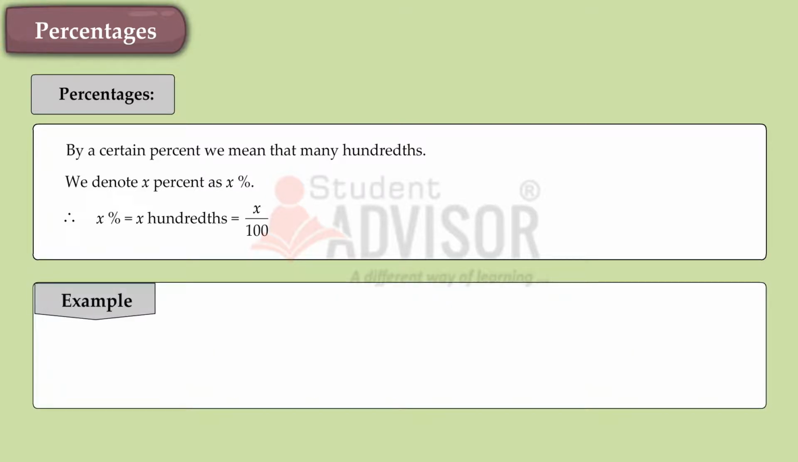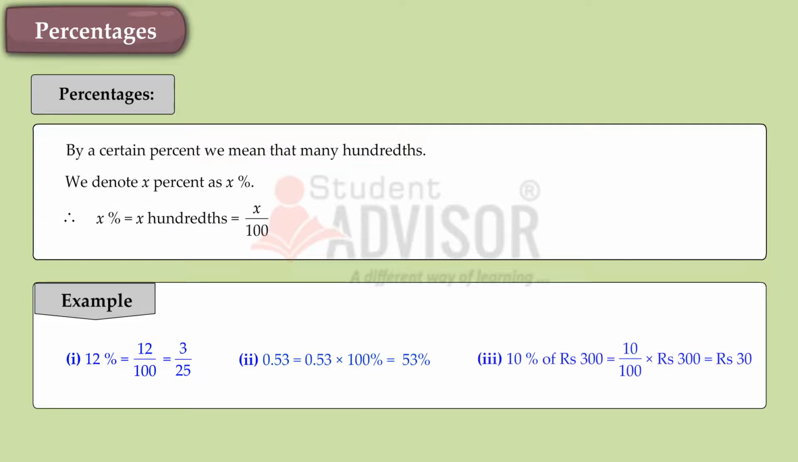Study the given example. First, 12% is equal to 12/100, which is equal to 3/25. Second, 0.53 is equal to 0.53 multiplied by 100%, which is 53%. Third, 10% of rupees 300 is equal to 10/100 multiplied by rupees 300, which is rupees 30.